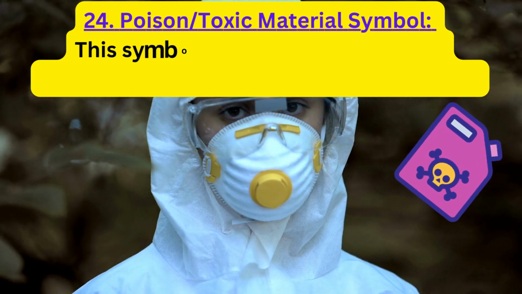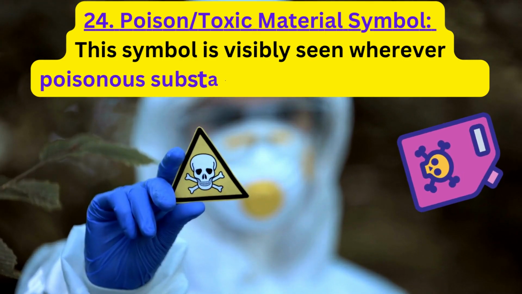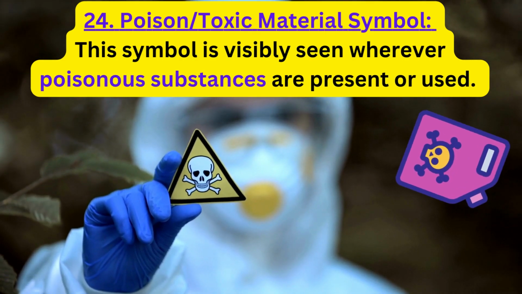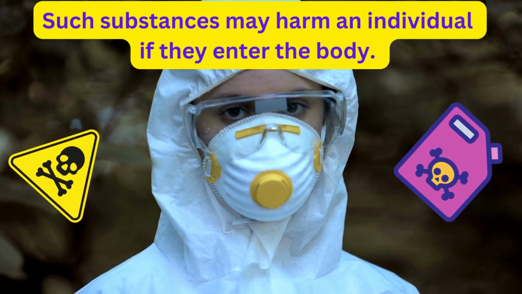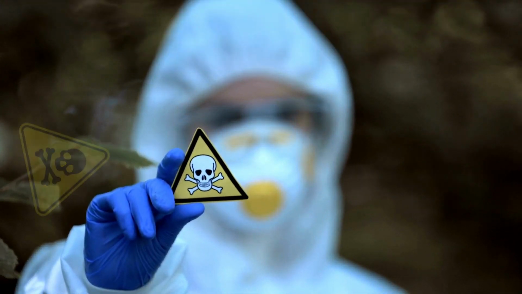24. Poison, toxic material symbol. This symbol is visibly seen wherever poisonous substances are present or used. Such substances may harm an individual if they enter the body.